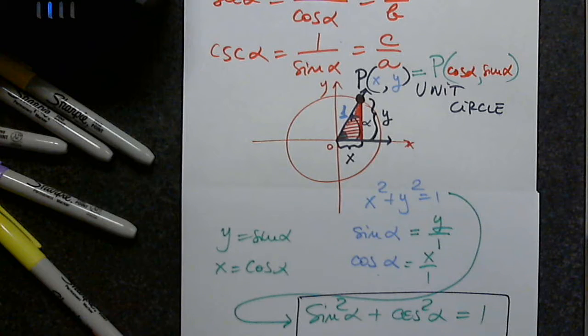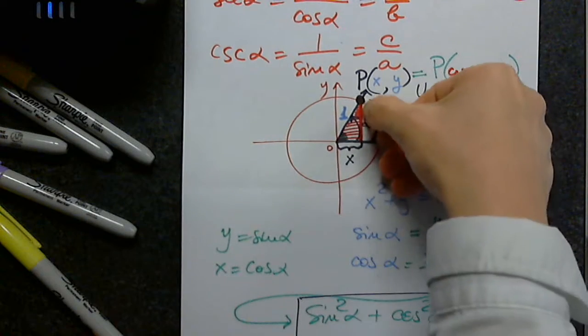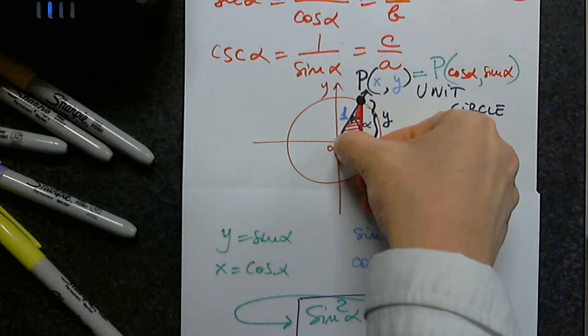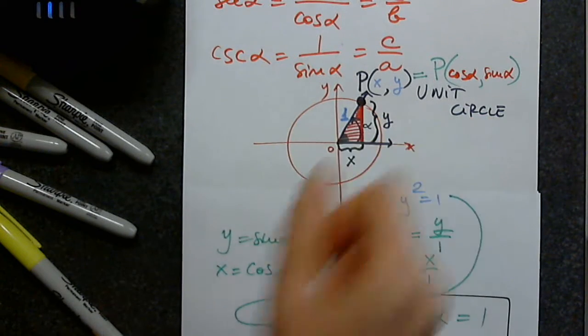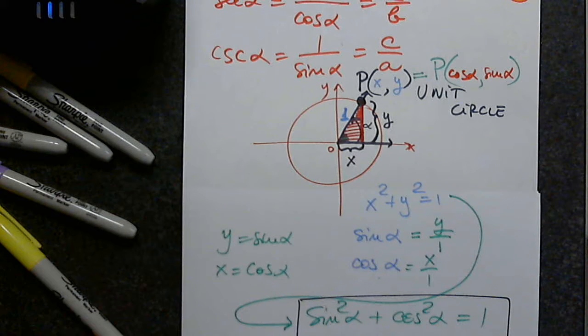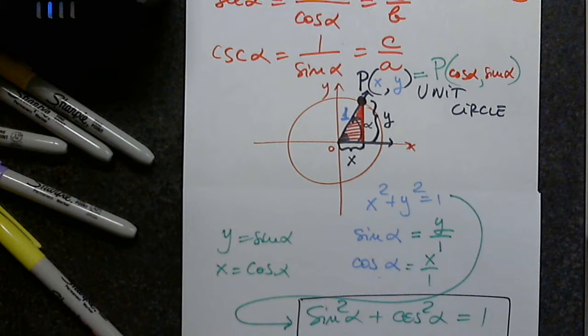The opposite, yes, but if it's not the unit circle, then sine alpha will be this measure over this measure. Cosine alpha will be the adjacent over this measure. In this case, I chose the unit circle, but we can look at an example with a circle that is not the unit circle. Regardless, this relationship will always be true. Sine squared of an angle plus cosine squared of the same angle will always equal 1.